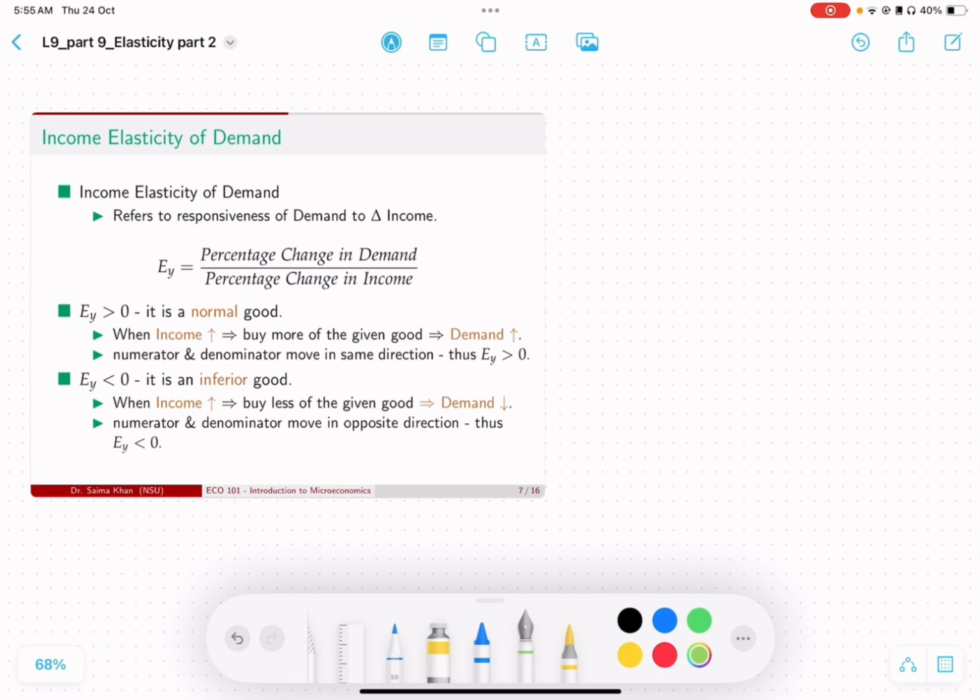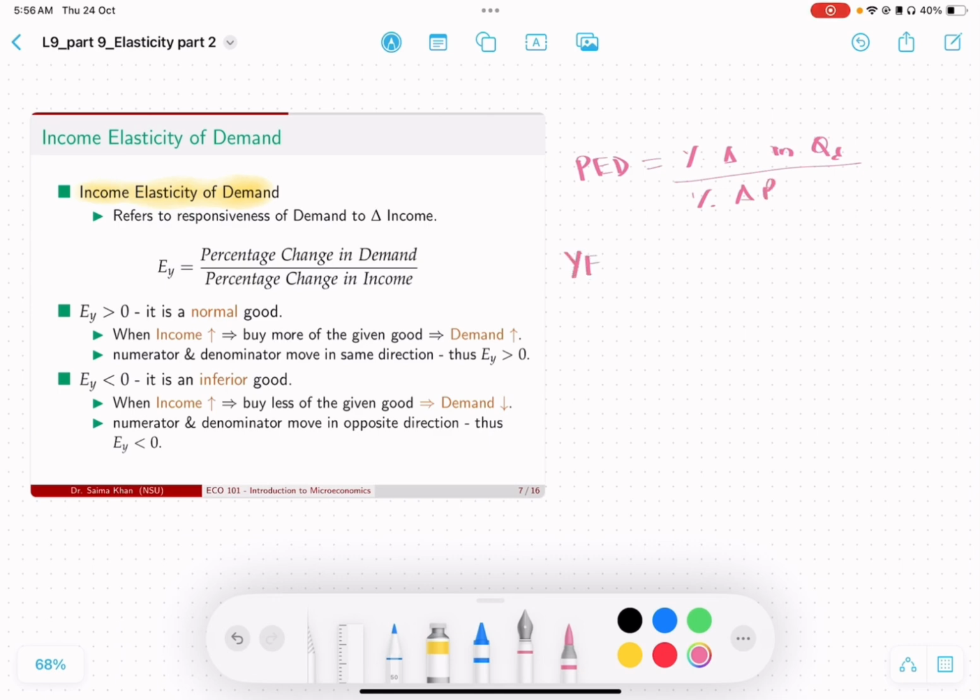So now we're going to be studying income elasticity of demand. Now, if you have understood price elasticity of demand, then the concept of income elasticity of demand is quite similar. So remember that the price elasticity of demand was essentially the percentage change in QD due to a percentage change in price. Guess what?